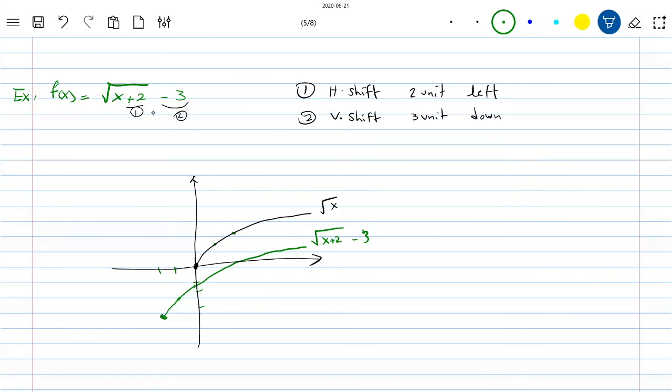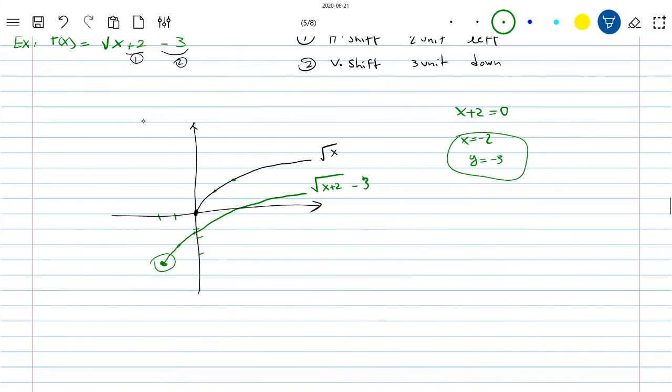Again, you can check by finding this vertex point. If you remember, to find the vertex point, you set the inside equal to 0. x becomes -2. Replace -2 in the function, and you will get y equal to -3. And this is exactly the coordinate of this vertex point. So you do not necessarily need to find the table. You can just simply, through this translation, find the graph.